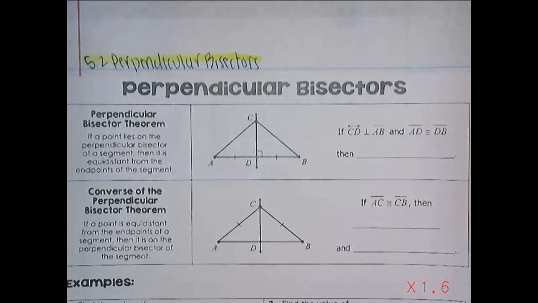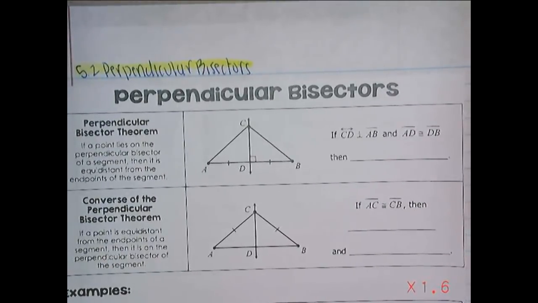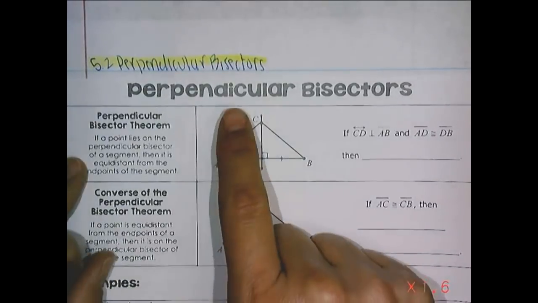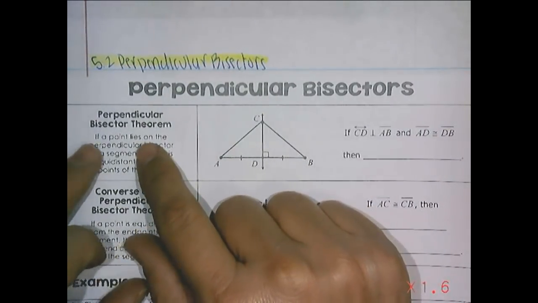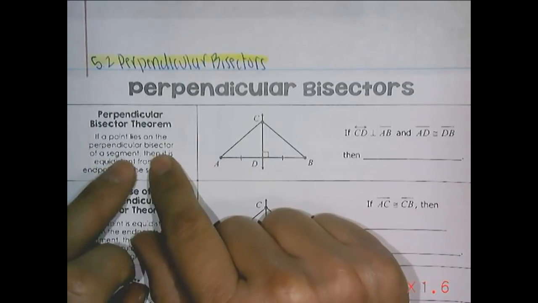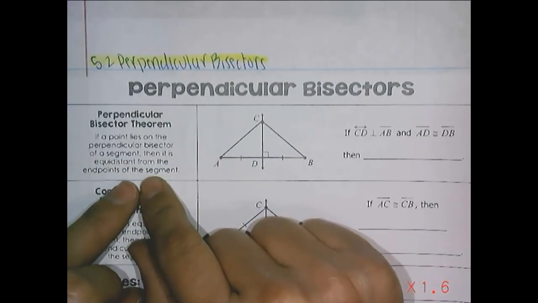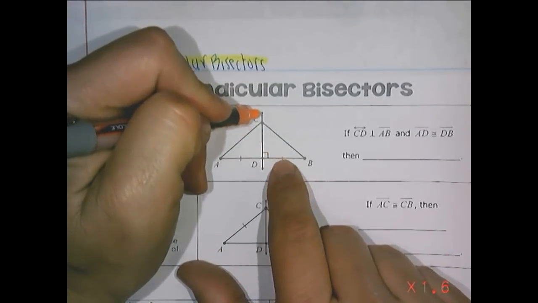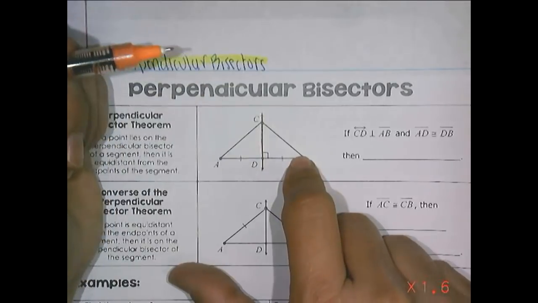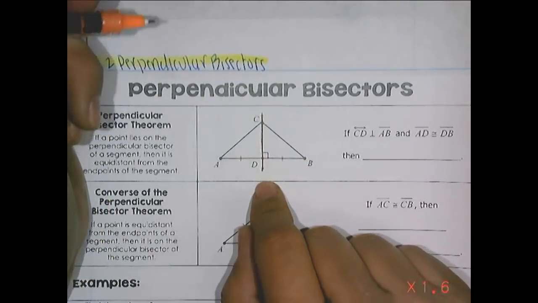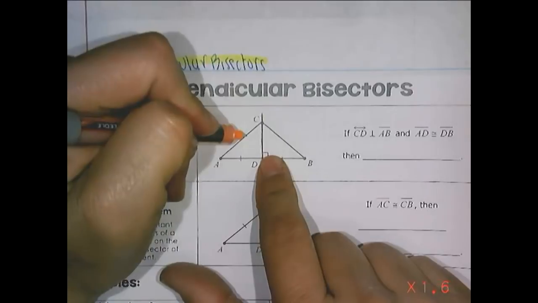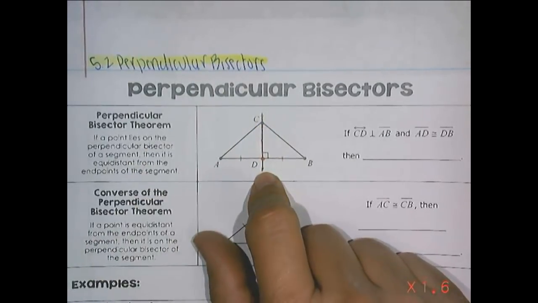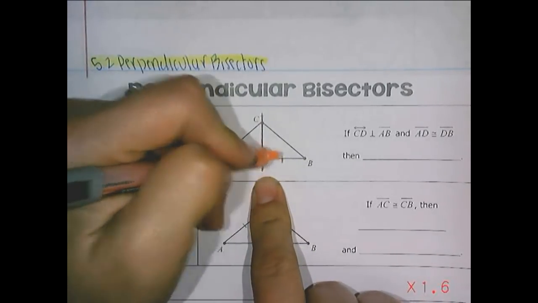Okay, so 5.2, perpendicular bisectors. Second video in chapter 5. A perpendicular bisector: if a point lies on the perpendicular bisector of a segment, then it is equidistant from the endpoints of the segment. That means wherever it lies on this segment right here, which is your perpendicular bisector, it's equidistant from all of these segments. It's going to cut through our midpoint, making these two pieces congruent.